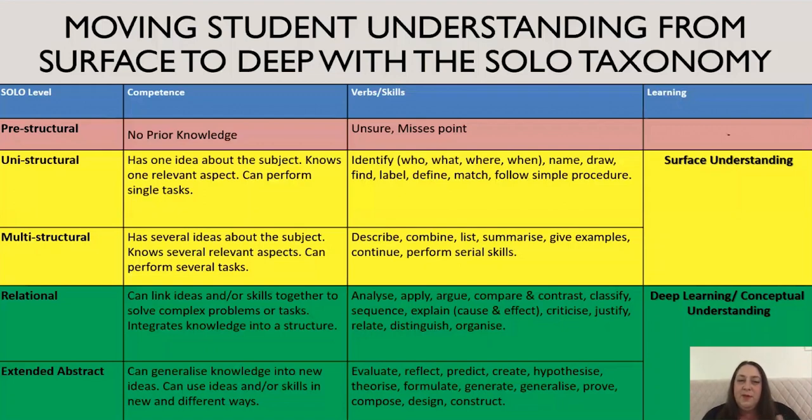This is where the differences between surface and deep come in. We need that yellow zone thinking. We really need that surface level. It's as important as the deeper level. In a Lego context, this is where we're using a box of Lego, and we're using the instructions to guide our practice. Extended abstract is where we're evaluating, we're predicting, we're constructing, we're designing. But most importantly, we're transferring our learning from one context to another.